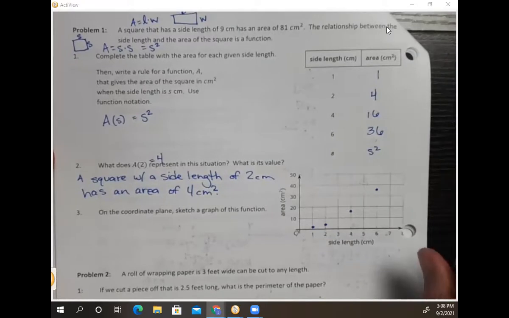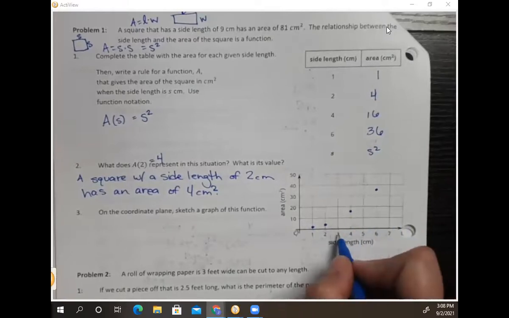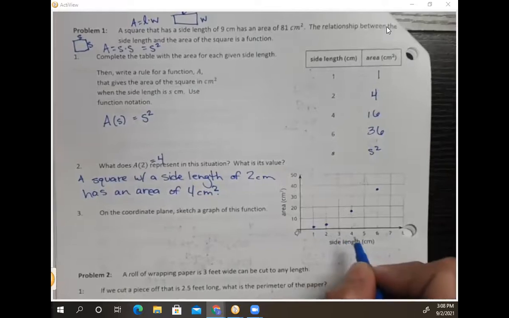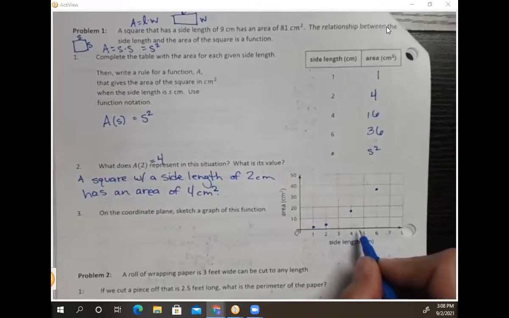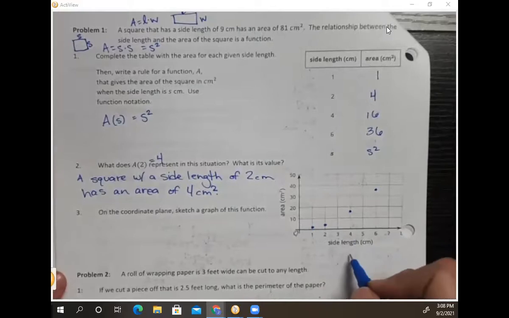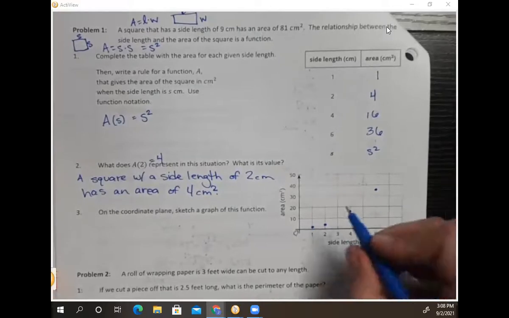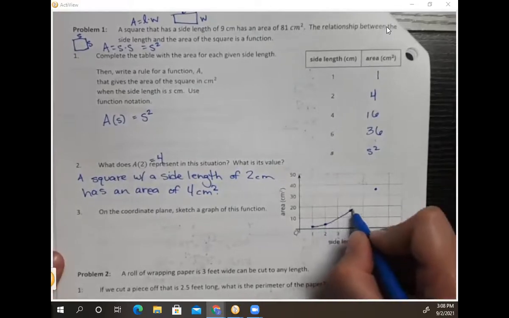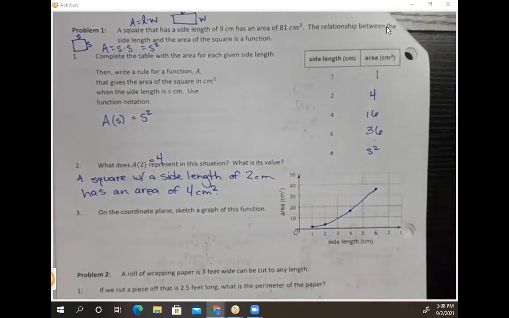Can I connect these? Think about what it means if I can connect these. Could I have a square with a side length of 3? Could I have a square with a side length of like 4.2? Sure. Since these are continuous variables, remember that term from Unit 1, that length and that area, we can connect our points here. I can have any value in between there, so we can connect these.